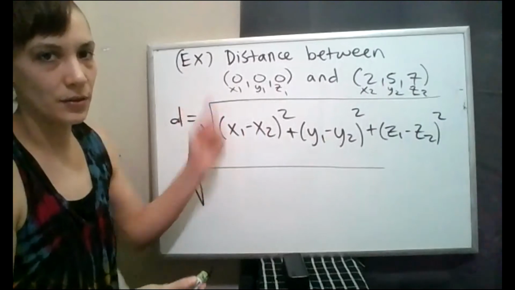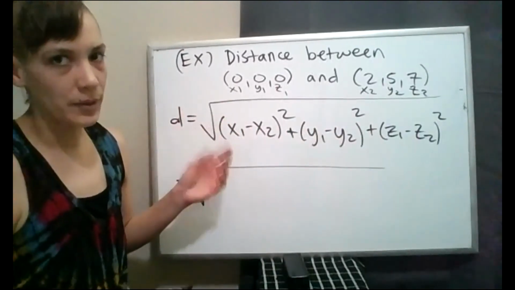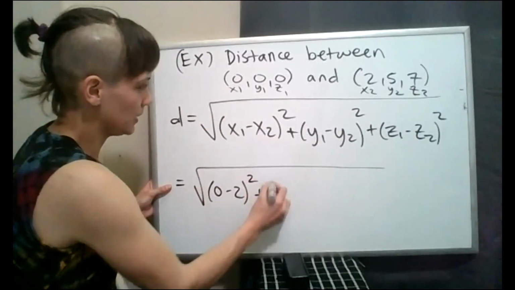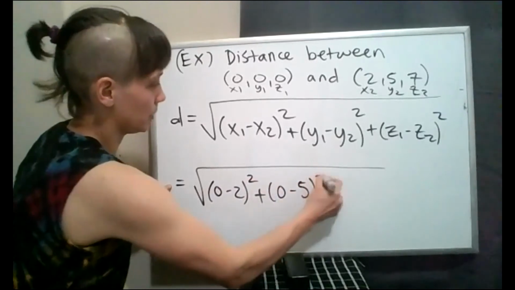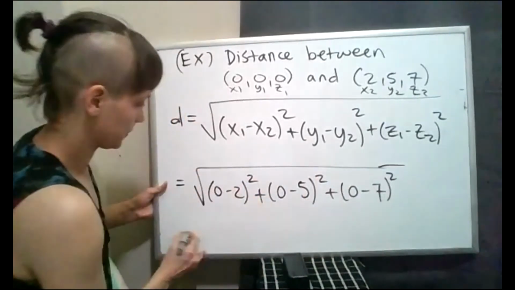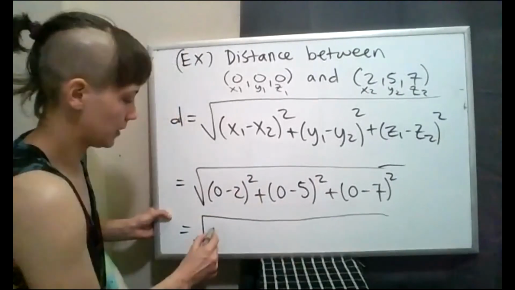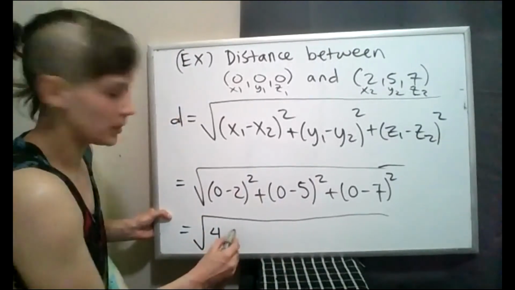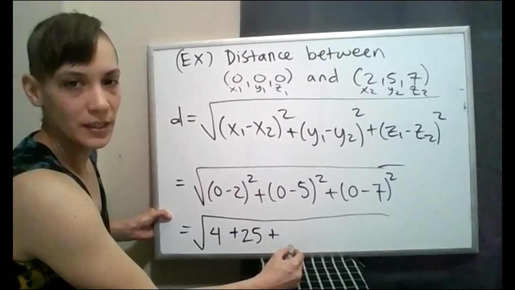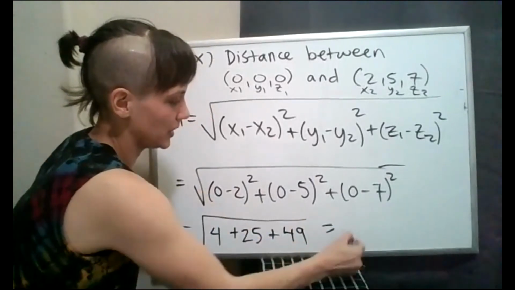Well, it's easy. All of those first terms inside the parentheses are going to be a 0. So 0 minus 2 squared plus 0 minus 5 squared plus 0 minus 7 squared. Okay. -2 squared will be 4. -5 squared is going to be 25. -7 squared is 49. And that's just at least like one more step.